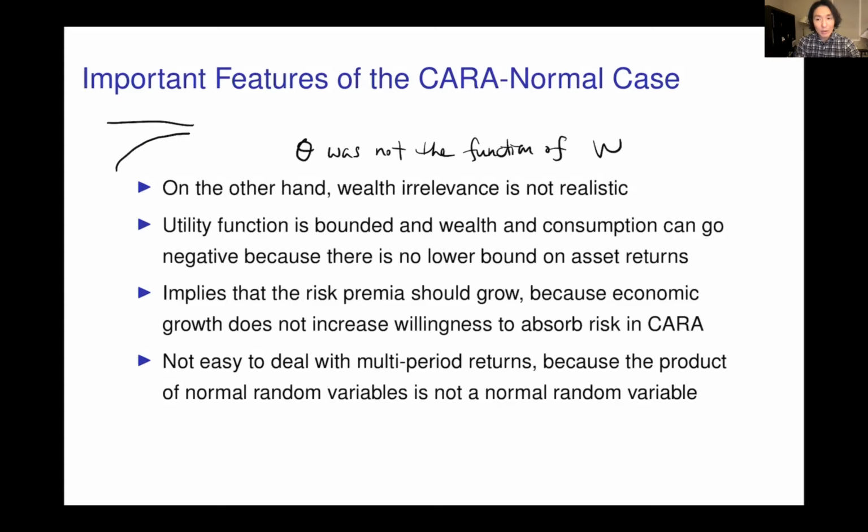Why? asset return이 normal distribution을 따른다고 가정했잖아요. normal distribution의 특징이 뭐죠? Negative infinity is possible realization. In other words, wealth and consumption can go also negative because asset returns follow normal distribution. And the third downside is this case implies that the risk premium should grow because economic growth does not increase willingness to absorb risk in CARA case. 자, 이게 무슨 말이냐?